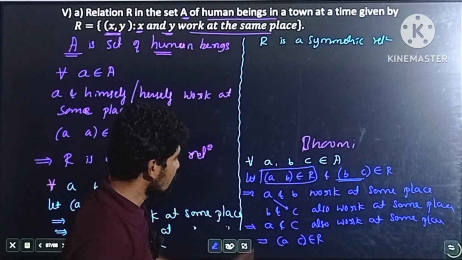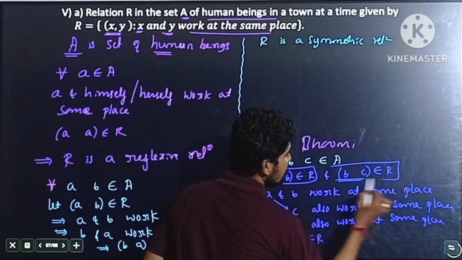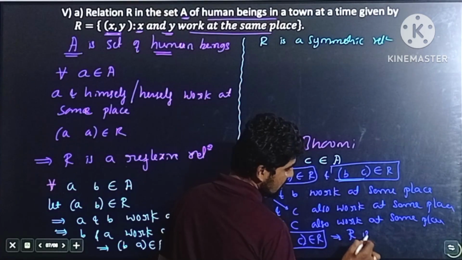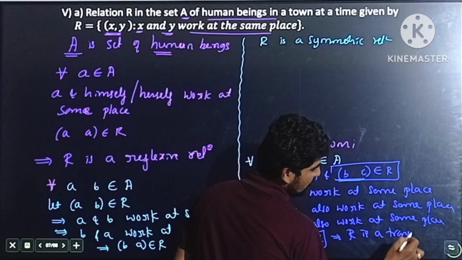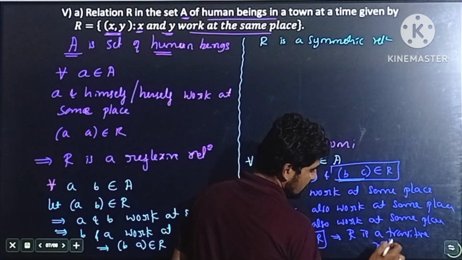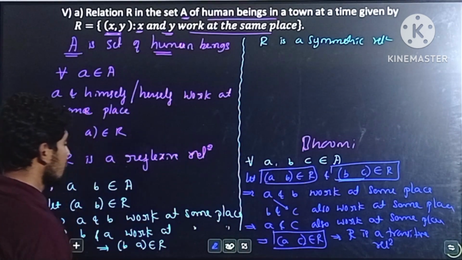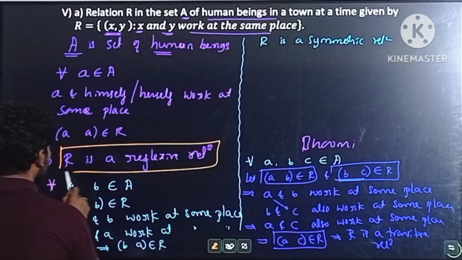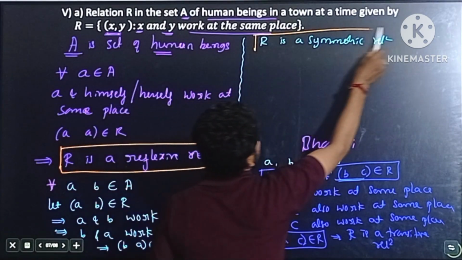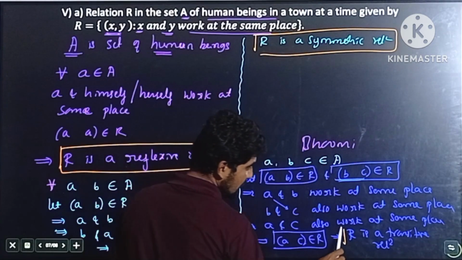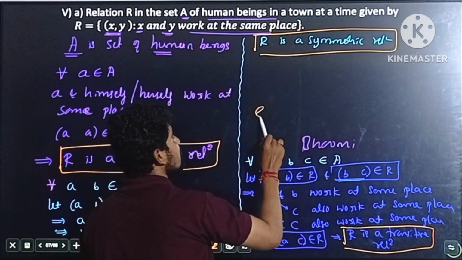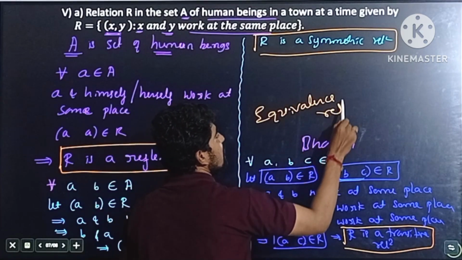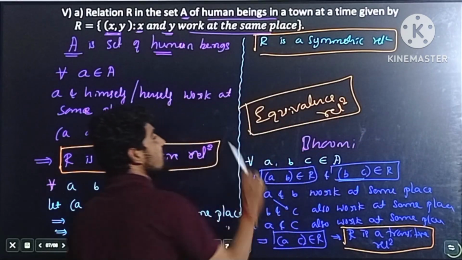I hope all of you understood. Since AB belongs to R and BC belongs to R, as well as the pair AC belongs to R, R is a transitive relation. Now, since this relation R is a reflexive relation, a symmetric relation, as well as a transitive relation, it means R is an equivalence relation. I hope all of you understood this.